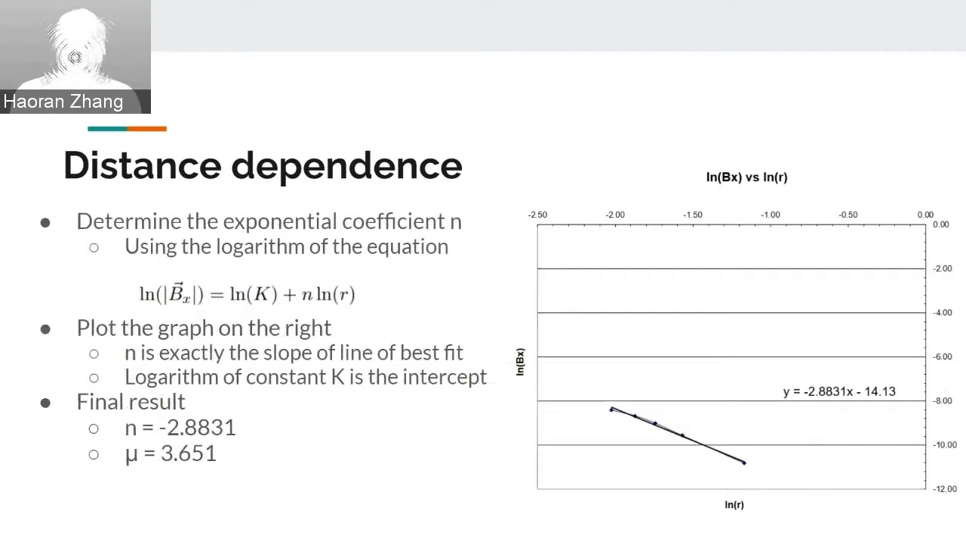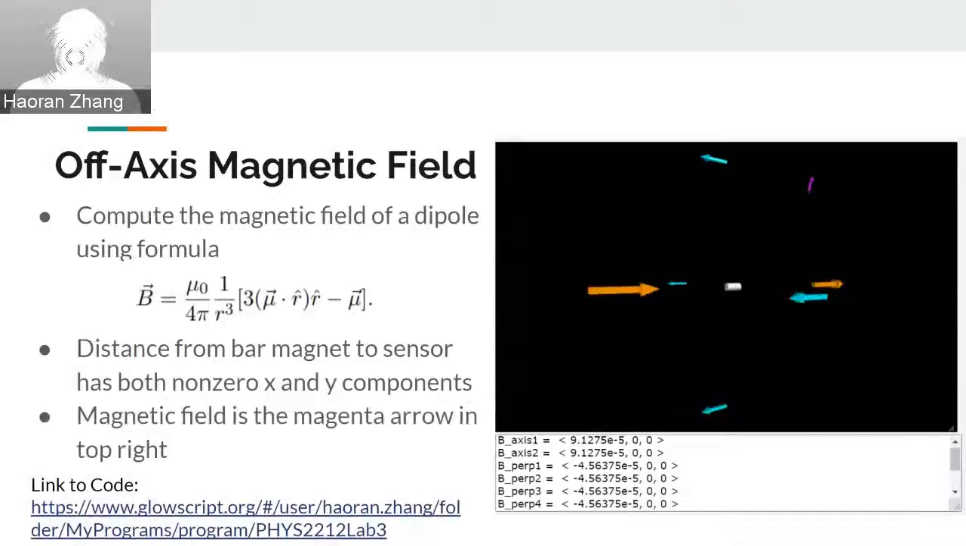Using the measured values in the previous table, we plot the graph on the right, which is log of X component of magnetic field versus log of distance r. Note that n is exactly the slope of the line of best fit in the graph, which is negative 2.8831. Note that log K is the intercept of the equation, and we can use the formula K equals mu0/4pi times 2 mu to derive the magnetic dipole moment, which is 3.651 in this case.